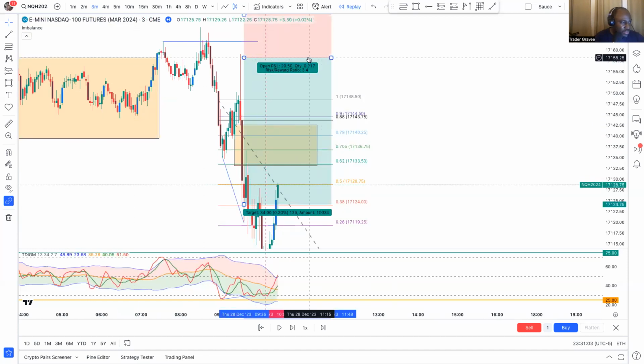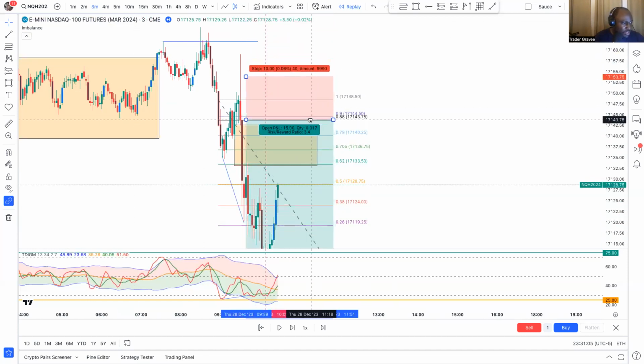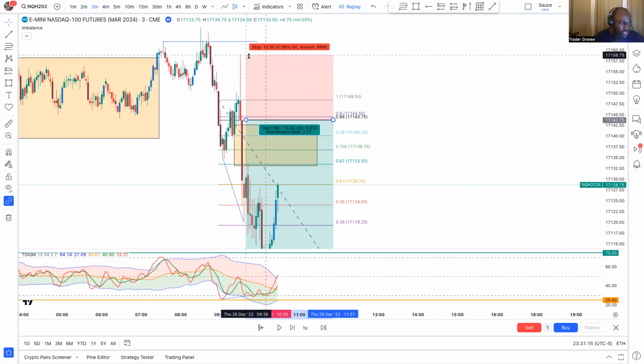All right, so this is what I'm going to do. I'm going to put him here. But look at our stop loss now. Because we have won some trades here, I can risk. That's 15, right? 20.